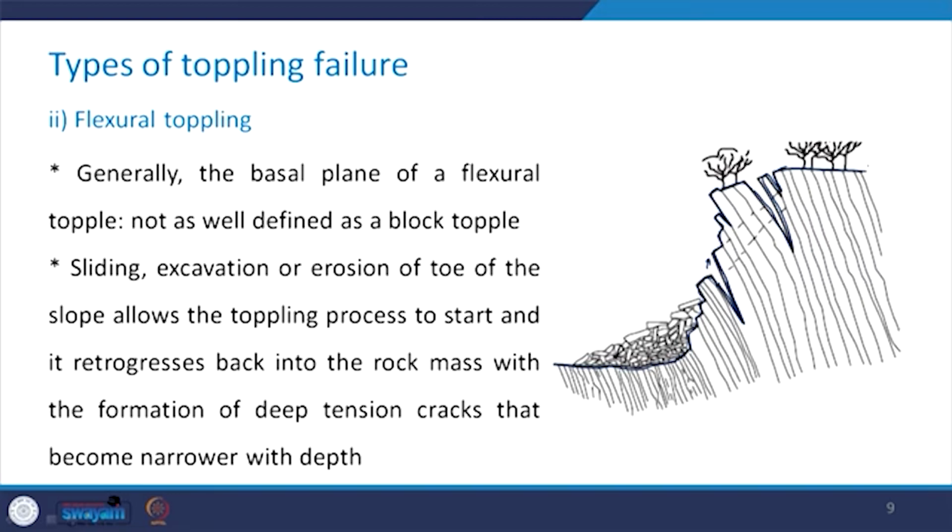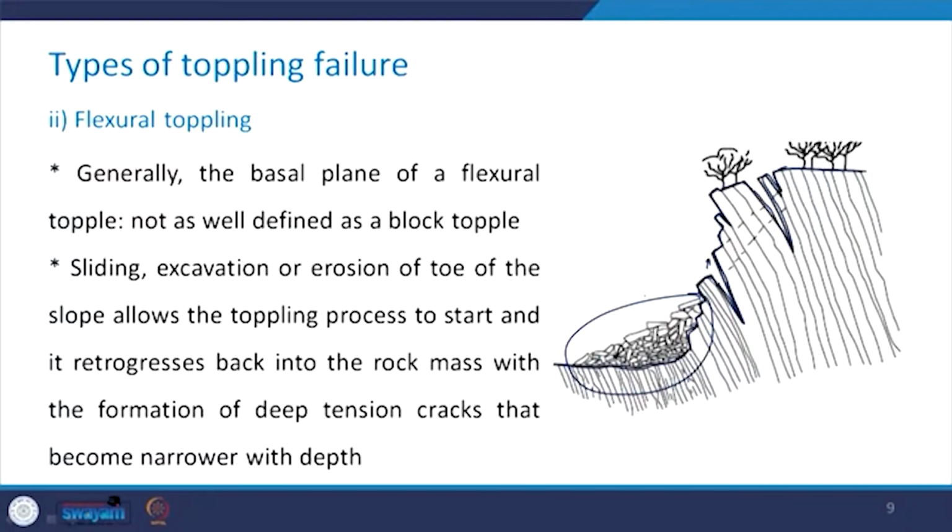Now, in this case the sliding, excavation or erosion of the toe of the slope allows the toppling process to start, and it retrogresses back into the rock mass with the formation of deep tension cracks that become narrower with depth. Take a look here, near the toe of this slope there is either sliding or excavation or erosion of the toe, and this triggers the bending of the long columns which are behind this.